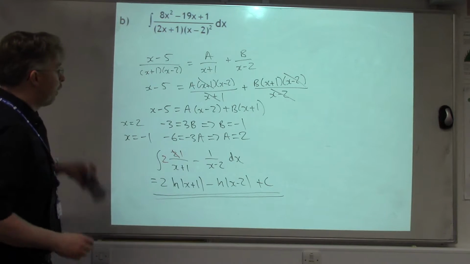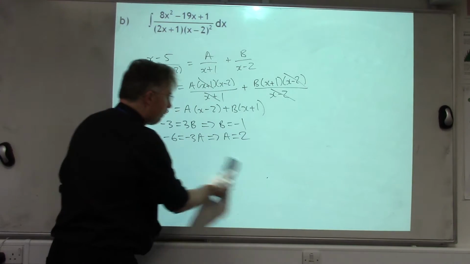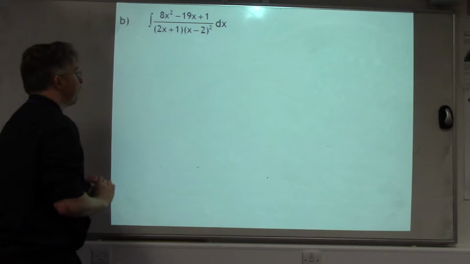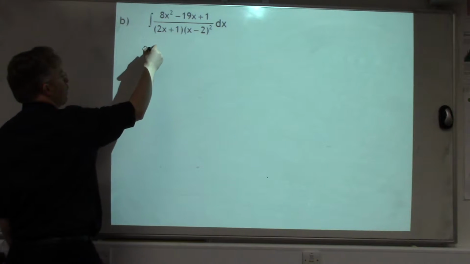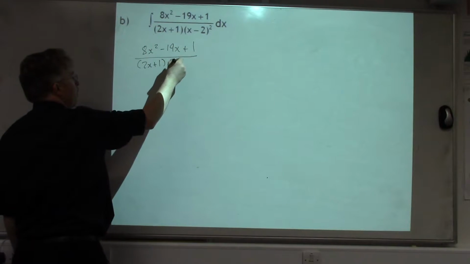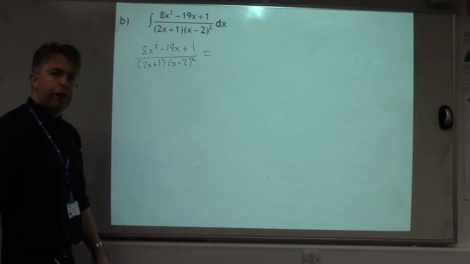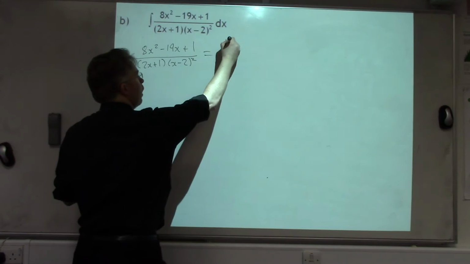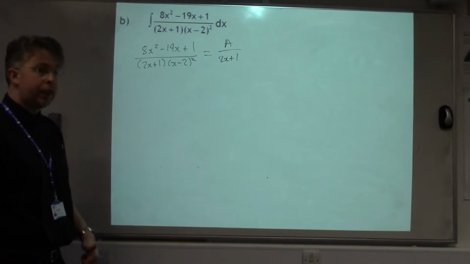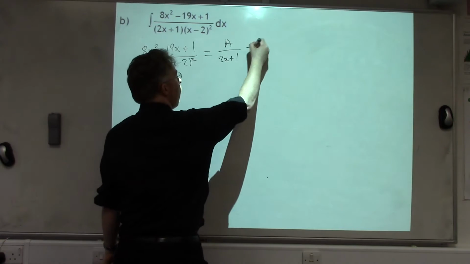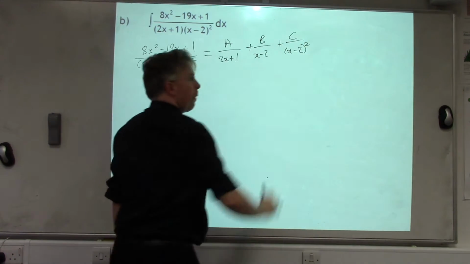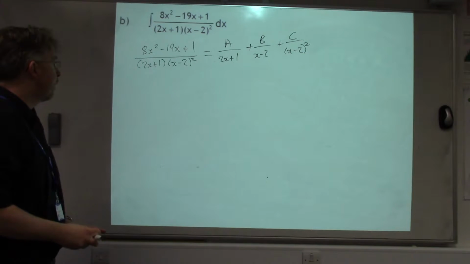Different sort of partial fractions. Other than that, very, very similar to the last example. Again, we do the partial fractions first. In this case, A over the 2x plus 1. And since the x minus 2 is squared, we need a partial fraction for the power of 1 and one for the power of 2 to make sure that we get all the right possible terms.